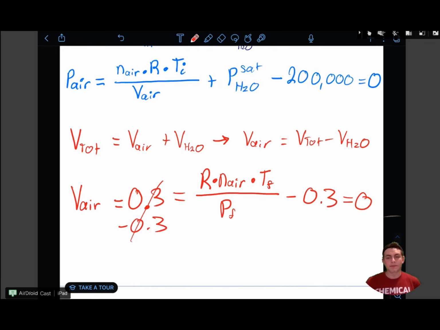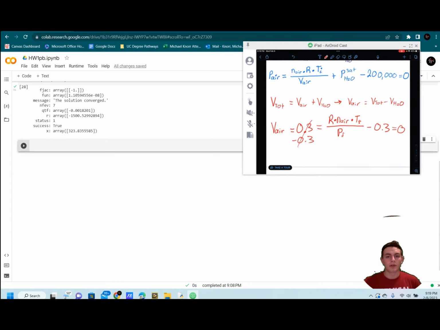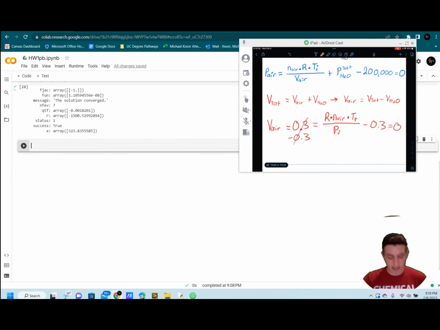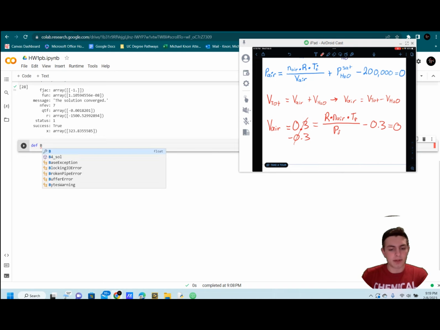With all of this, I think it's time we head back into Colaboratory and finish coding out this scenario in order to solve for our variables. So, I'll leave our equations here. Let's go ahead and define another final function. For this one, this is technically part B4, so I'll call it B4 underscore solve.